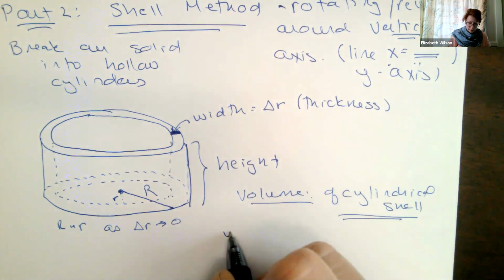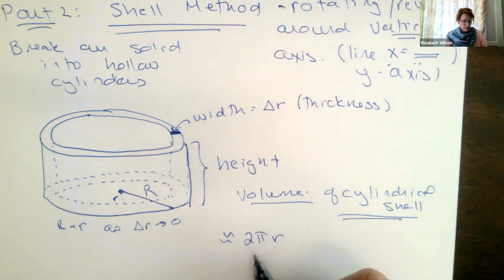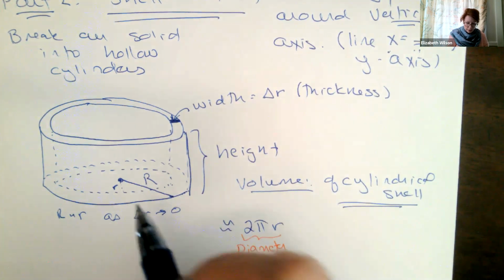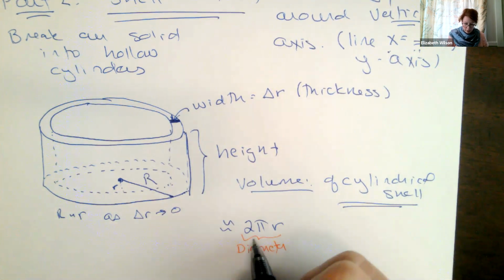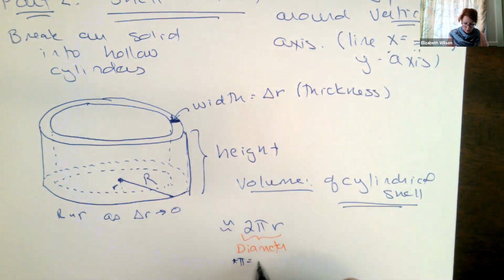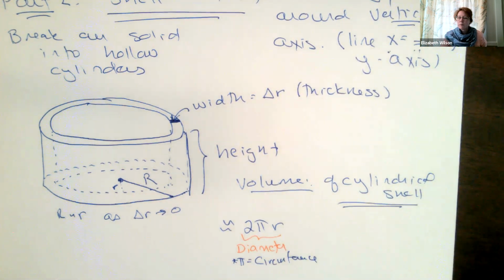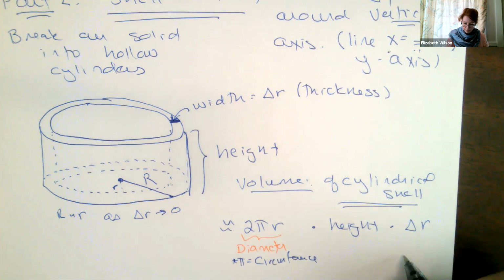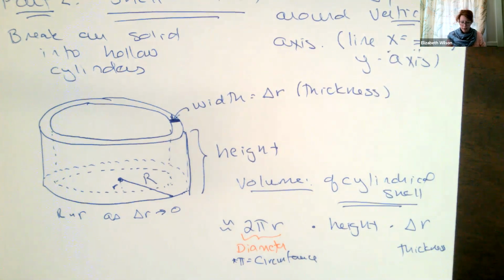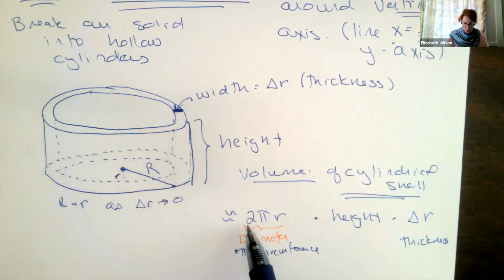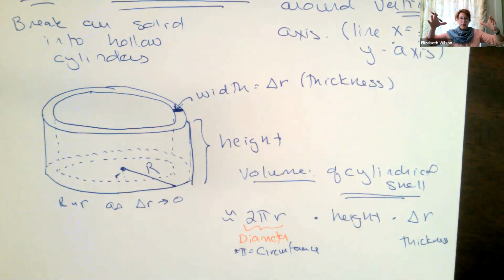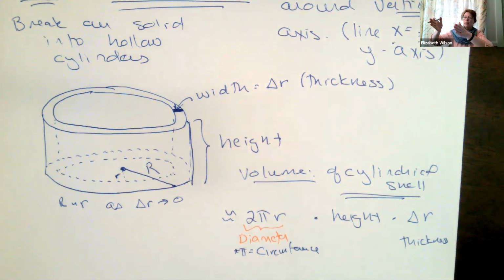The volume of this is approximately equal to 2 pi r. So let's write this down. 2 times r gives us our diameter, times pi gives us our circumference. So the circumference times the height times the thickness gives us the volume of this really thin shell. Then I'm going to take all those thin shells and add them up as I go from A to B.